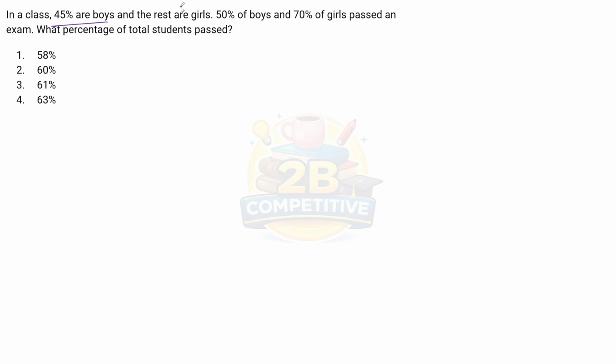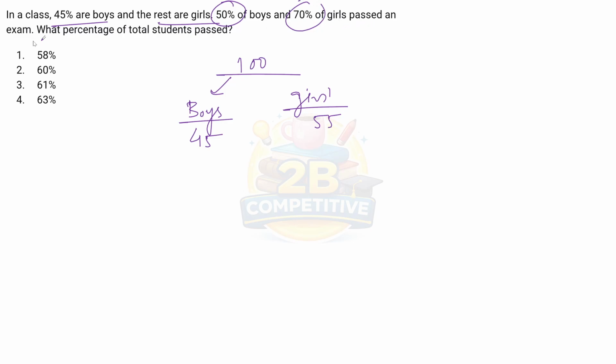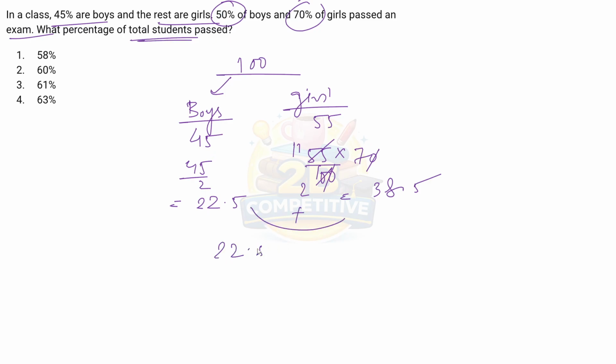Next one, in a class, 45% are boys and the rest are girls. So if total is 100, boys are 45, so girls are 55. Now it says 50% of boys and 70% of girls passed an exam. So 50% of 45, that will be 45/2, that is 22.5, and 70% of 55, that is 38.5. So what percentage of total students passed? That is this summation, 22.5 plus 38.5, that is 61%. We don't need to adjust anything, because we assumed the total as 100, so it is already in percentage form.